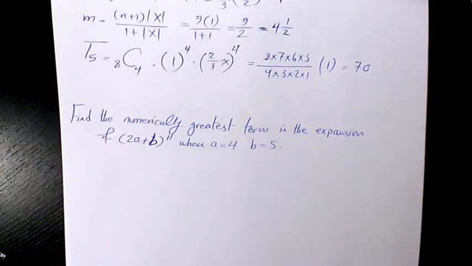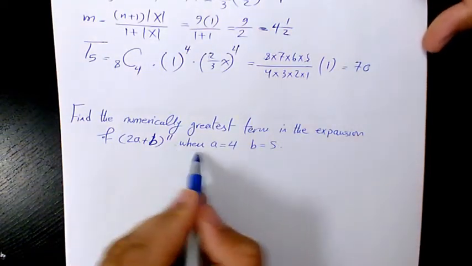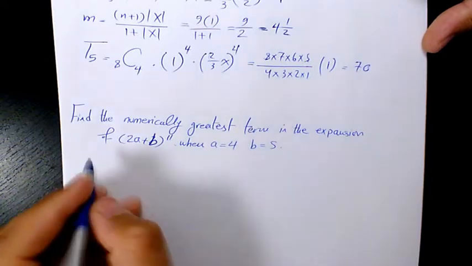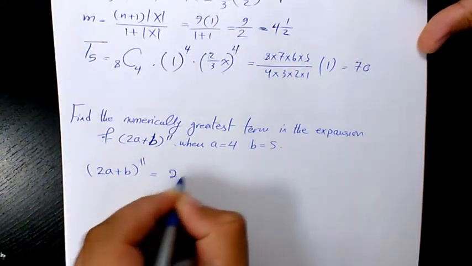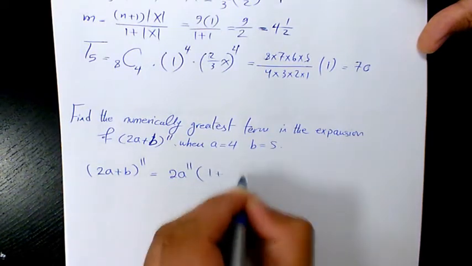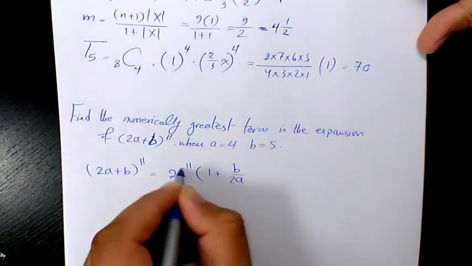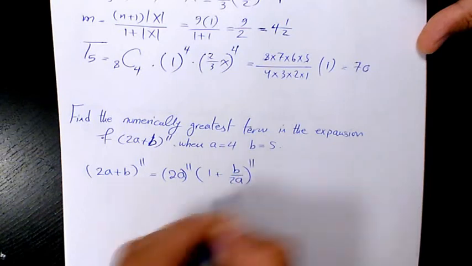Find the numerically greatest term in the expansion of 2a plus b to the power of 11 when a is 4, b is 5. So 2a plus b to the power of 11 is going to be 2a to the power of 11 times 1 plus b over 2a to the power of 11.